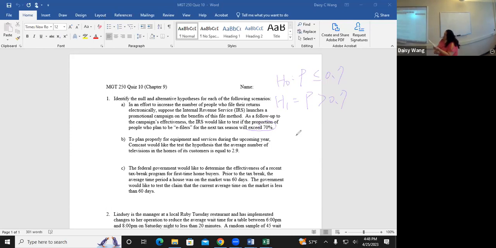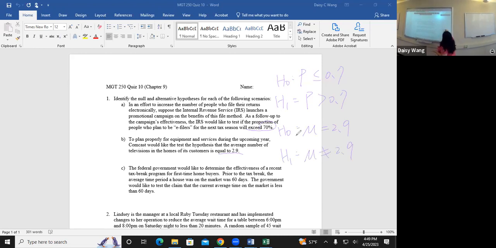That's the first one. Second one, to plan properly for equipment service during the upcoming year, Comcast wants to test a hypothesis. The average number of televisions in a customer's home is equal to 2.9. So they want to see whether or not it's equal to 2.9. So the status quo, the null hypothesis, is mu equal to 2.9 average TVs in a household. And then the alternative hypothesis is that it is not equal to 2.9.